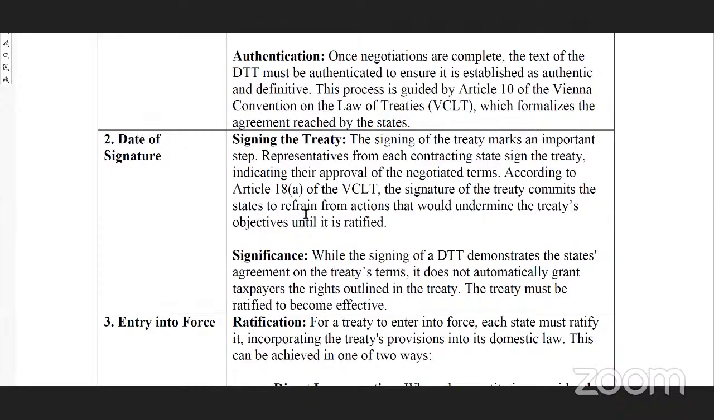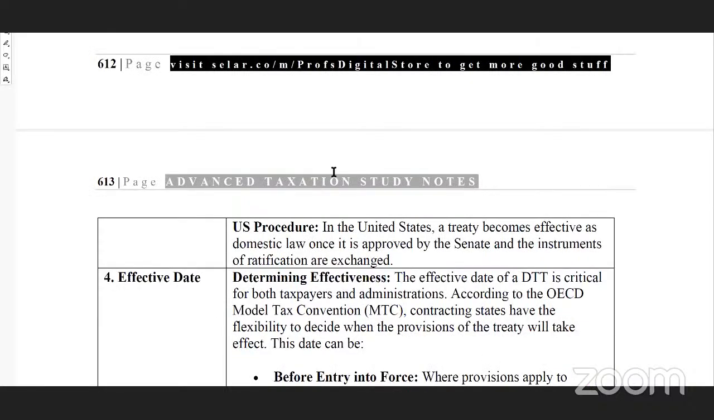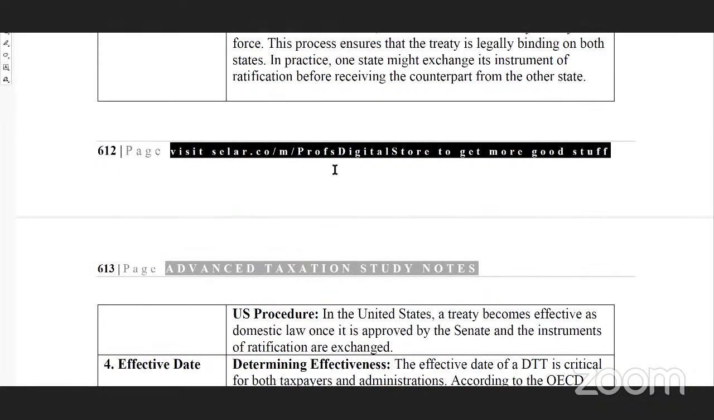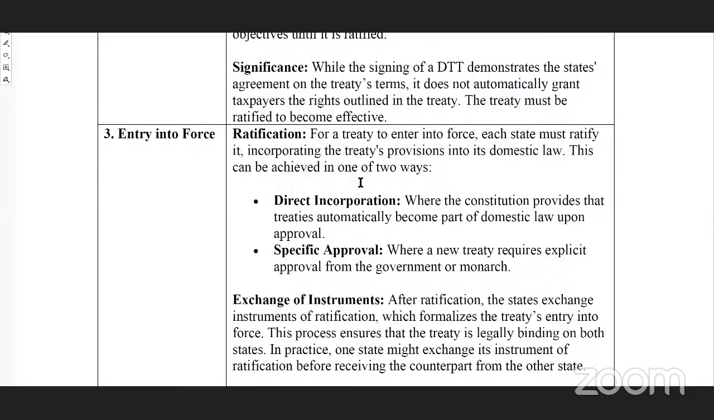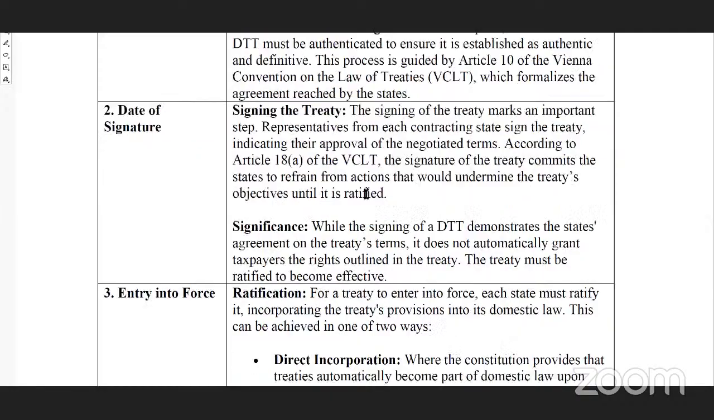So the signature commits the states to refrain from actions that would undermine the treaty's objectives until it is ratified. Okay, so ratification is a step on its own, okay, but sometimes they put it under entry into force. It could be a step on its own. So when you sign a treaty, it tells that we have agreed, right? So while we sign a double taxation treaty, it demonstrates the states' agreement on the treaty's terms, and it does not automatically grant taxpayers the rights outlined in the treaty.